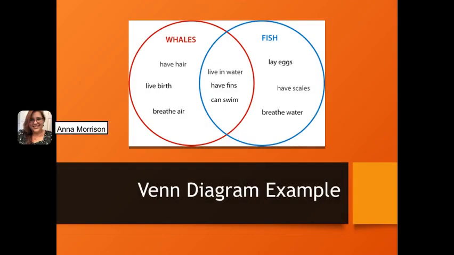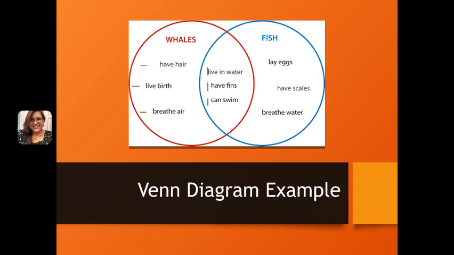Here is an example of a Venn diagram that's already been filled out. On one side we have whales and on the other side we have fish. These are two different types of creatures. So what is unique to whales? Well, they're mammals, so they have hair, they give live birth, and they breathe air. They also live in the water, have fins, and can swim.